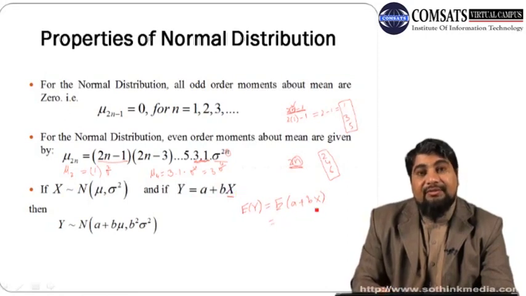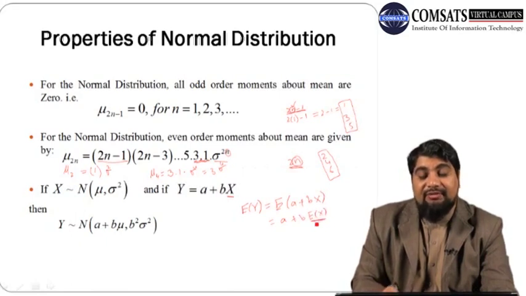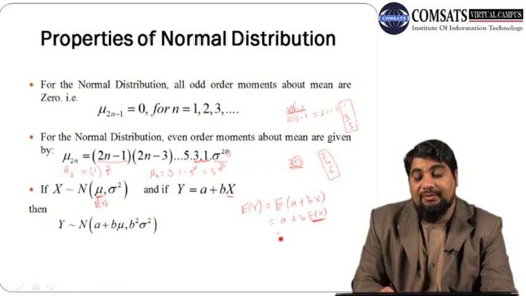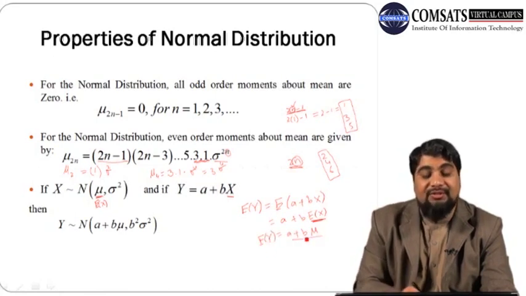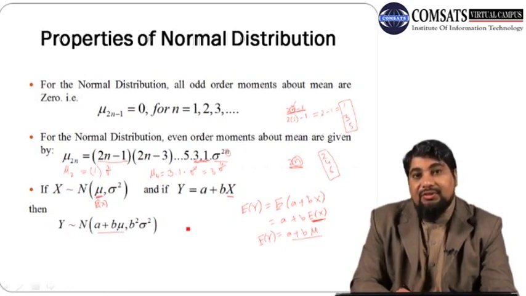So just apply expectation on both sides. Here we know from the formula of the expectation that the expected value of a plus b times x is a plus b times the expected value of x, and the expected value of x is mu, so a plus b times mu. So the mean of random variable y is a plus b times mu. So we can say that y is also distributed as normal with mean a plus b times mu.